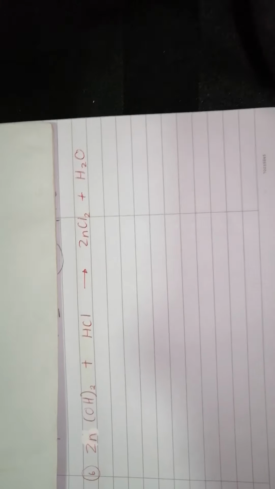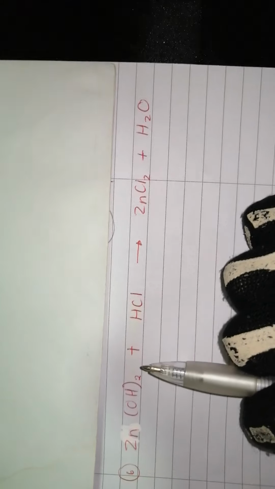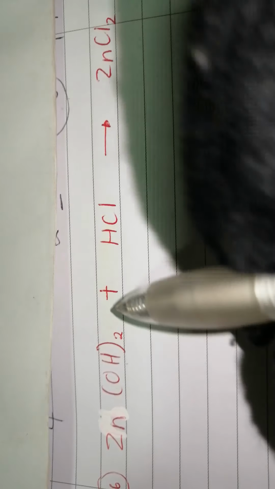Okay, let's go on with the next example. And this example is also a little bit different. It's a little bit more complicated. Now, every time you see brackets, this means that whatever number you have outside of the bracket applies to everything inside of the bracket.